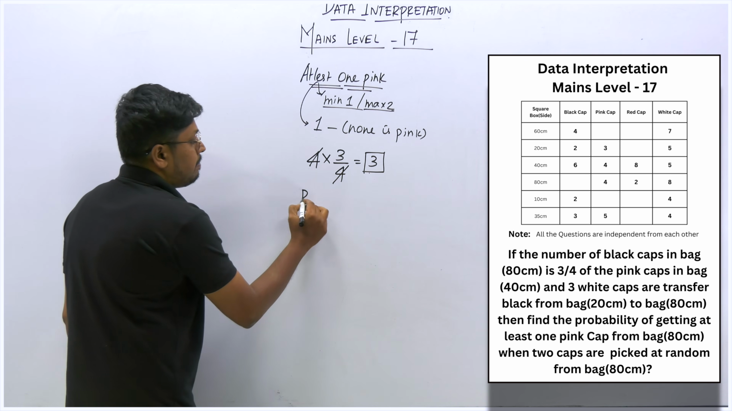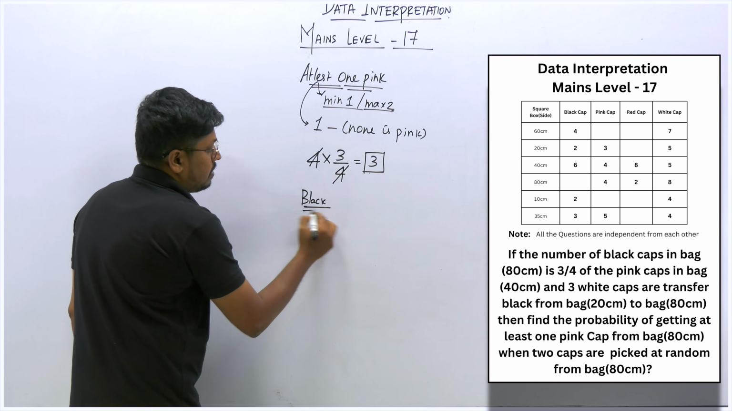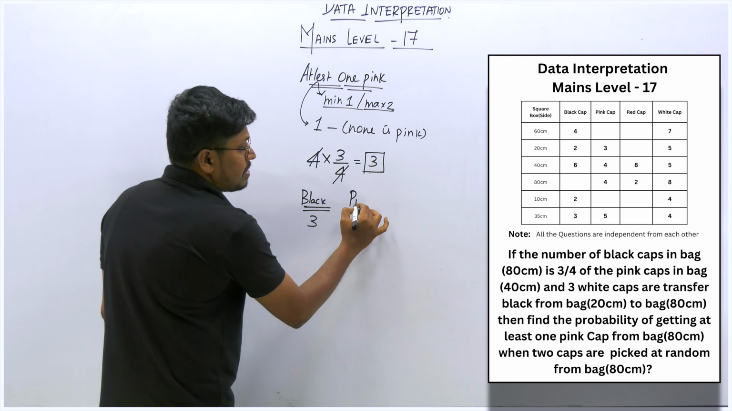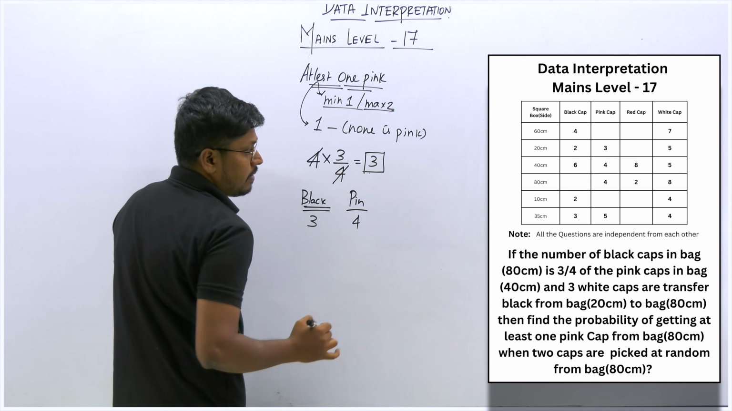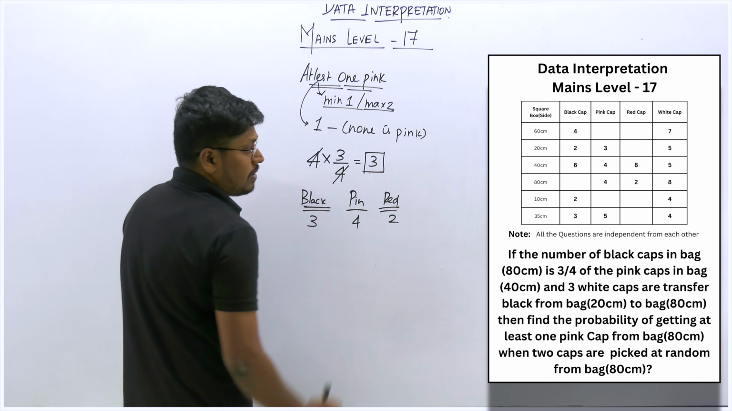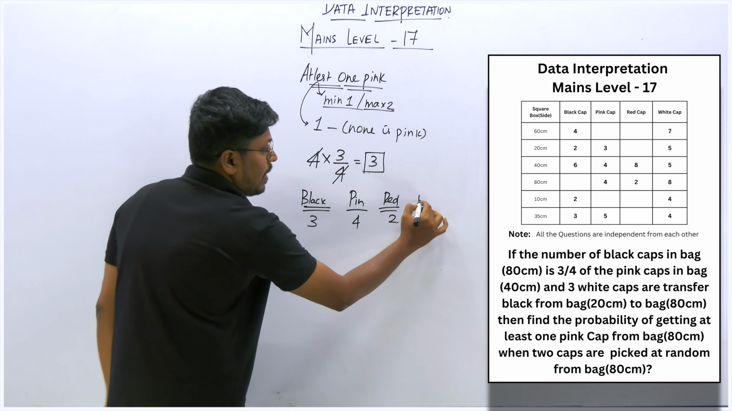So we found black 3 caps, and then the second value they have given, right? So pink color is how much? Pink color will be 4, and red color is how much? 2, and then the last will be white color. So white color will be 8.